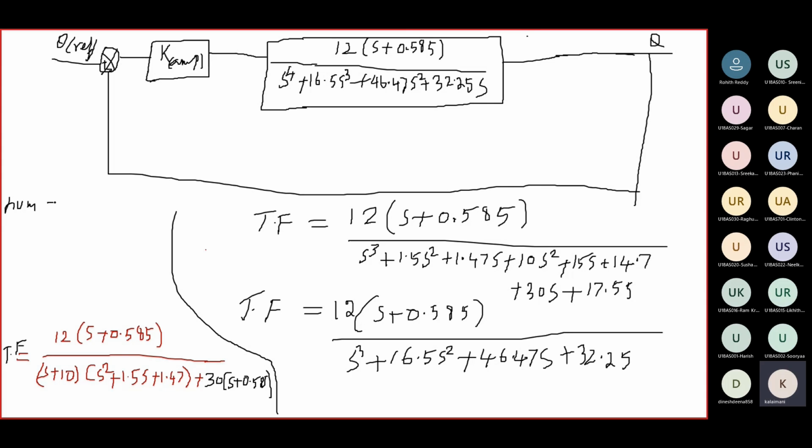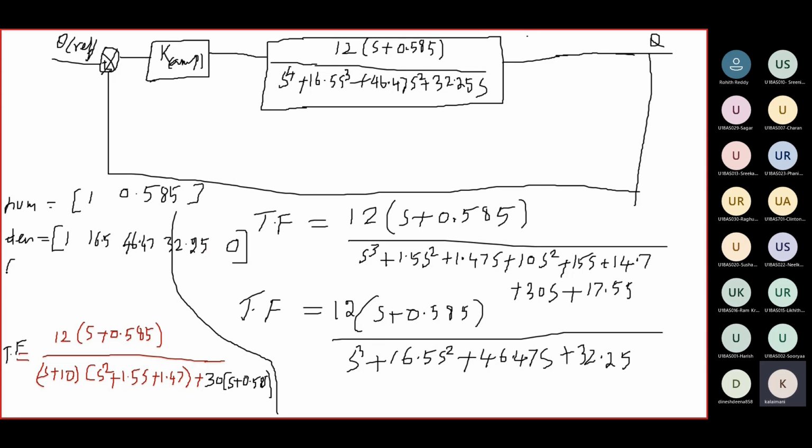The numerator of the transfer function has coefficients 1, 0.585 and 1, 0.585, then the denominator has coefficients: s to the power 4 coefficient is 1, then s cube is 16.5, then 46.47 s square, then 32.5 s. There is no constant term, therefore the coefficient is 0.